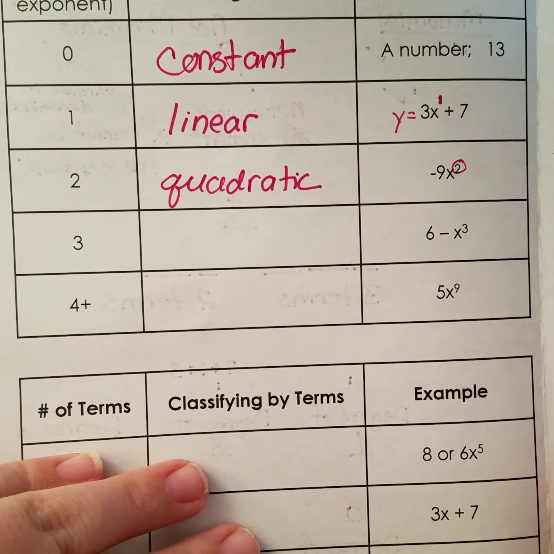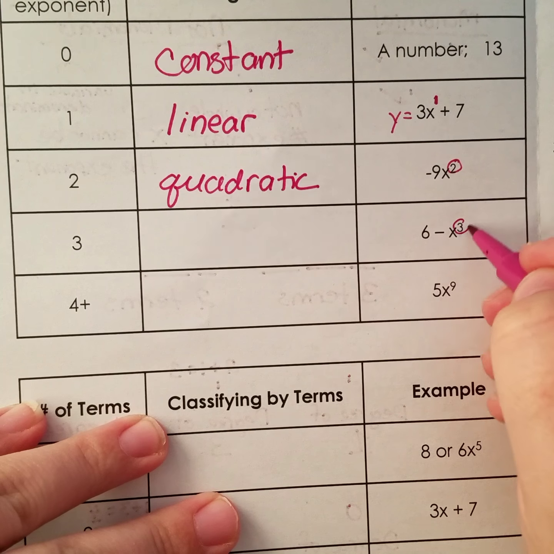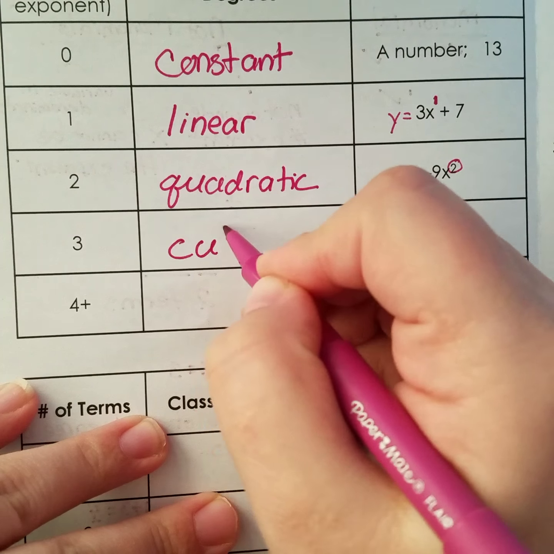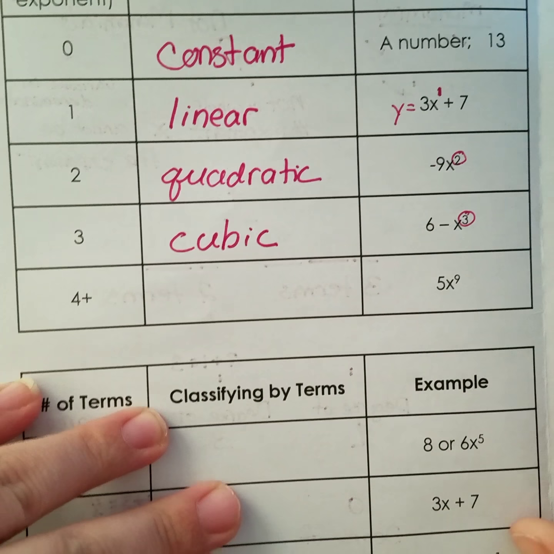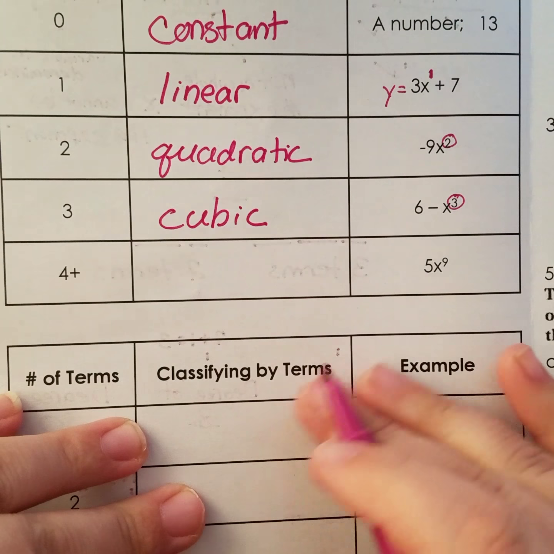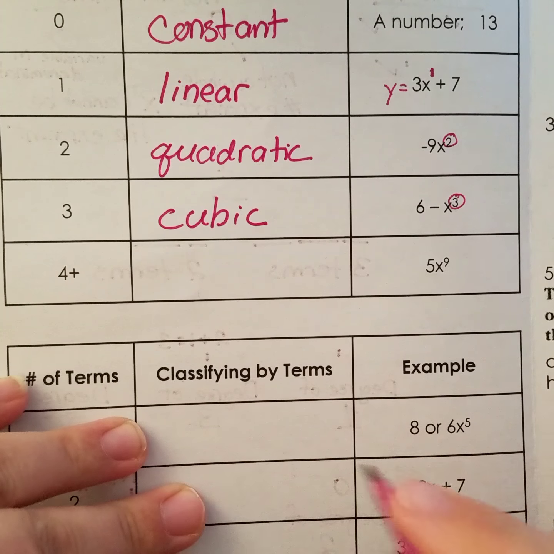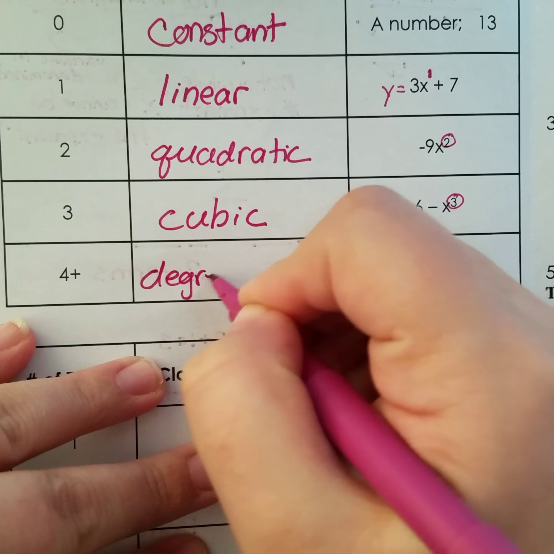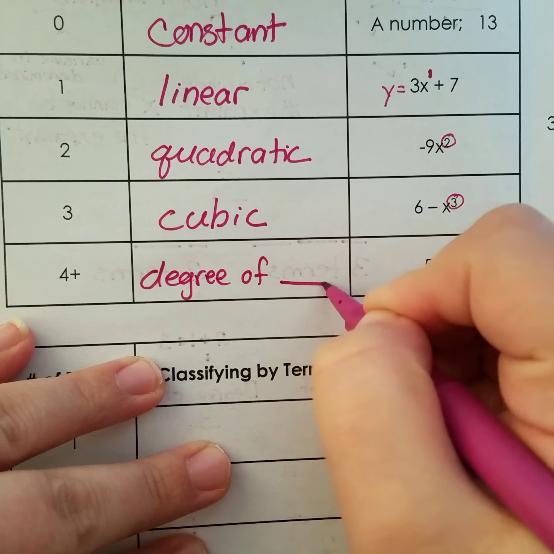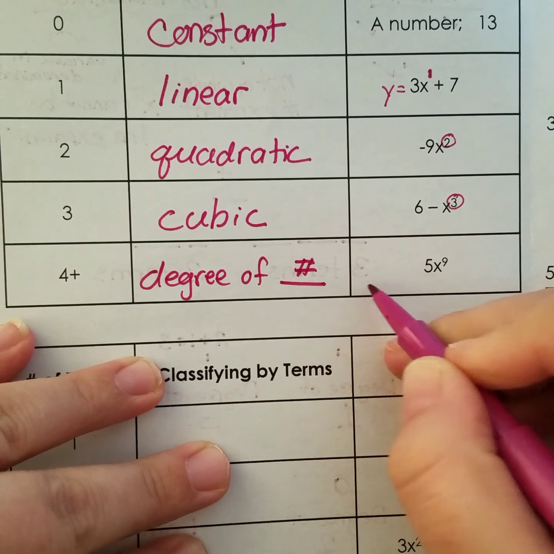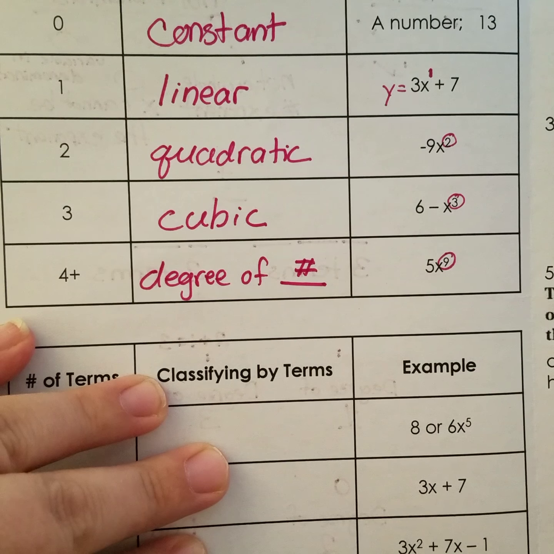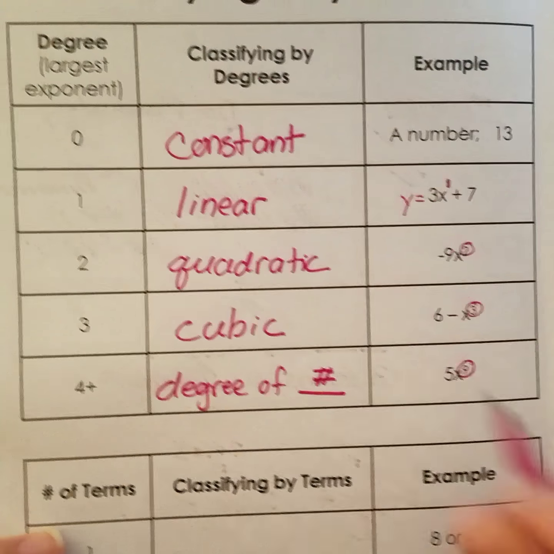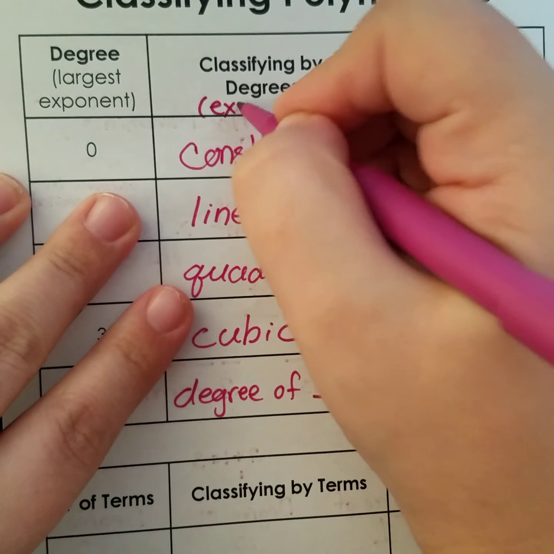Fancy words, I know. Has a degree of 3. It's going to be called cubic. Just like when you cube something, you raise it to the 3rd power. Anything with 4 or more is easy. It's just going to be degree of whatever the number is. This one would be a degree of 9. Okay, so that's by its degrees, by its exponents. Okay, we can write exponents.